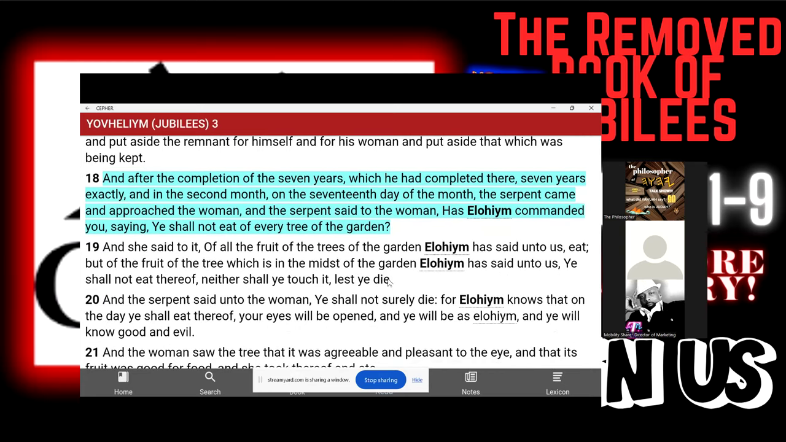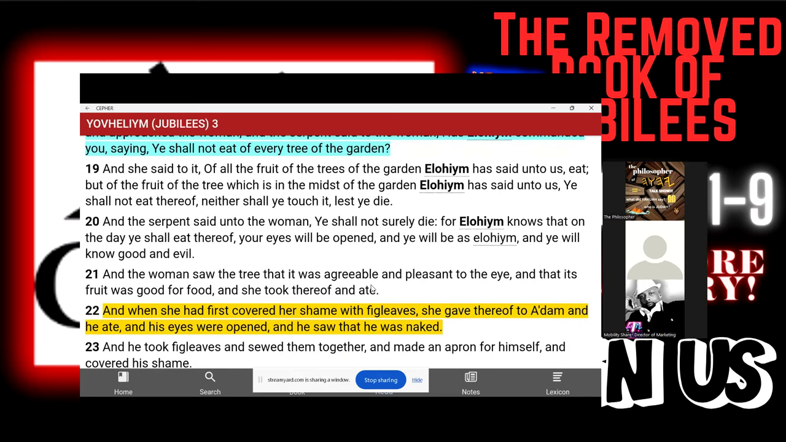And after the completion of the 7 years, which he had completed there, 7 years exactly, and in the second month, on the 17th day of the month, the serpent came and approached the woman. The serpent said unto the woman, has Yahuwah commanded you, saying, you shall not eat of every tree of the garden? And she said to it, of all the fruit of the trees of the garden, Yahuwah has said unto us, eat but of the fruit of the tree, which is in the midst of the garden. Yahuwah has said unto us, you shall not eat thereof, neither shall you touch it, lest you die.